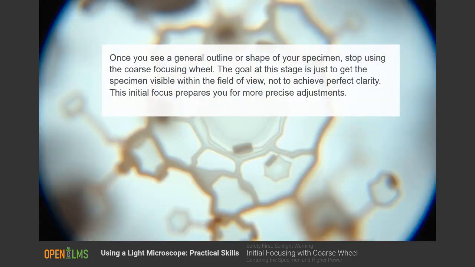Once you see a general outline or shape of your specimen, stop using the coarse focusing wheel. The goal at this stage is just to get the specimen visible within the field of view, not to achieve perfect clarity. This initial focus prepares you for more precise adjustments.